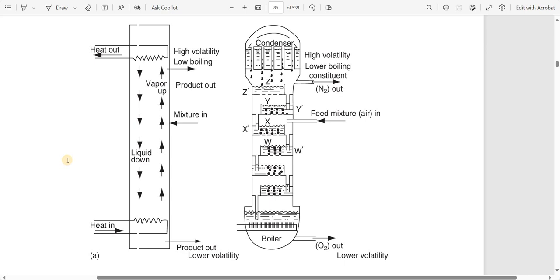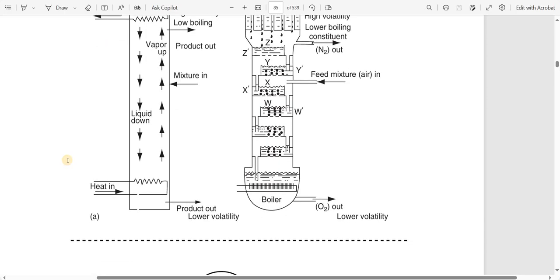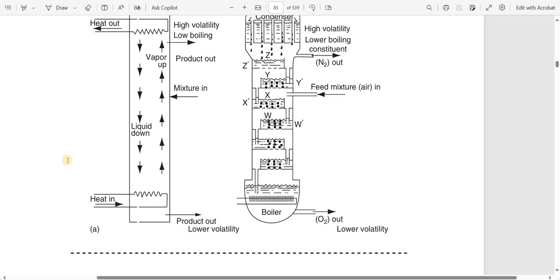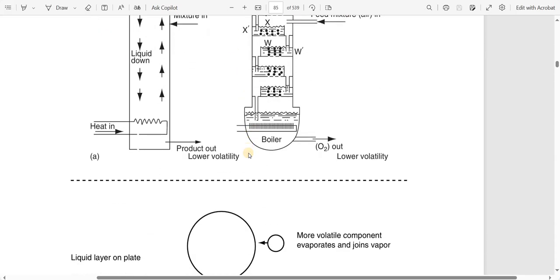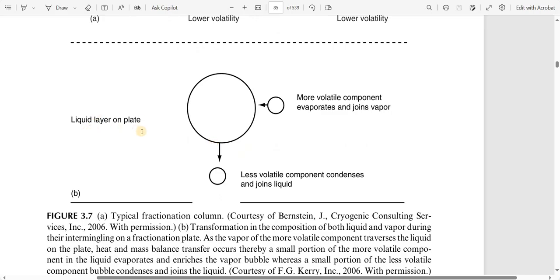Heat in, vapor up, liquid down, high volatility, low volatility, product out, mixture in, product out, lower volatility. Oxygen is out from there, reboiler, high volatility liquid. In the liquid layer on the plate, the more volatile component evaporates and joins the vapor.